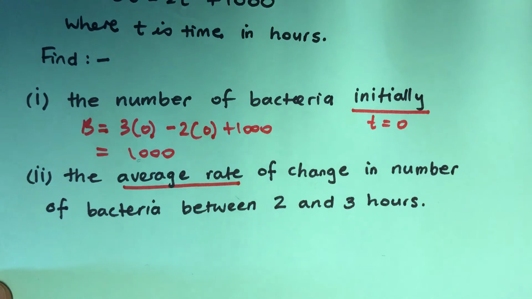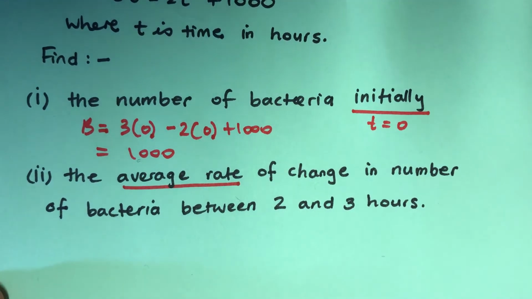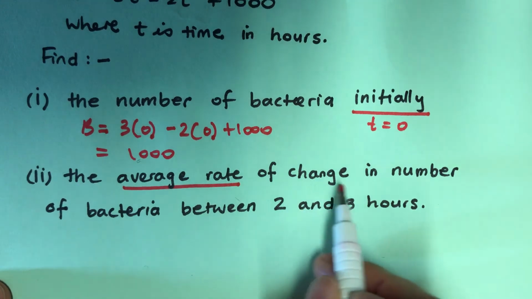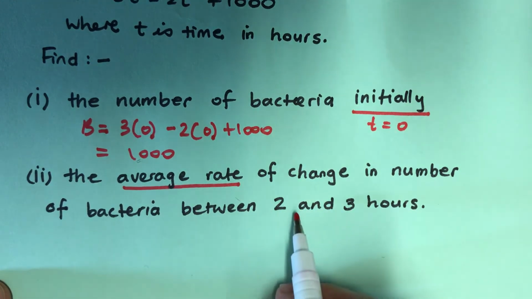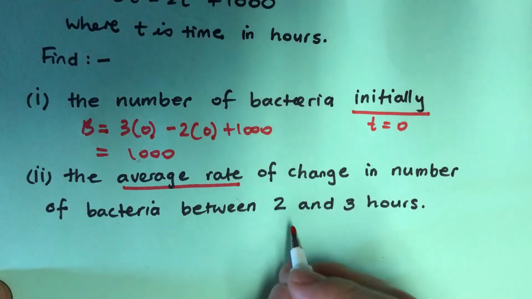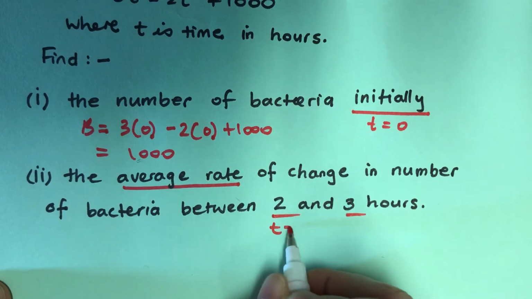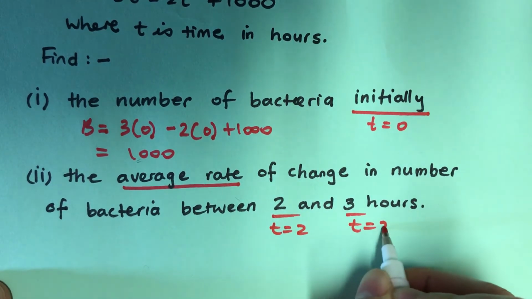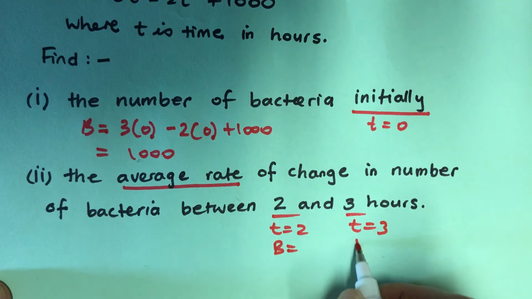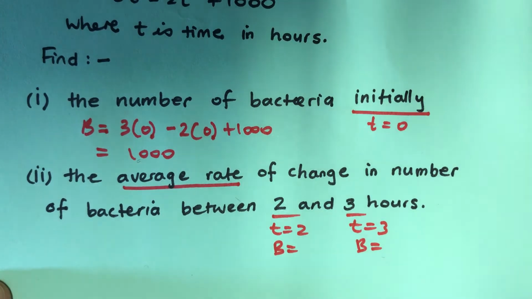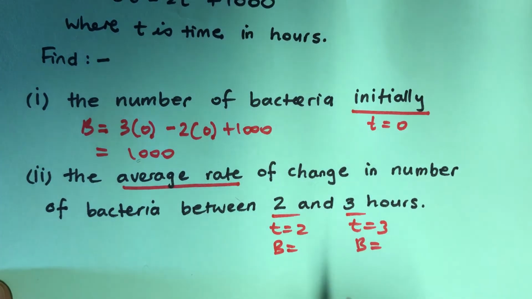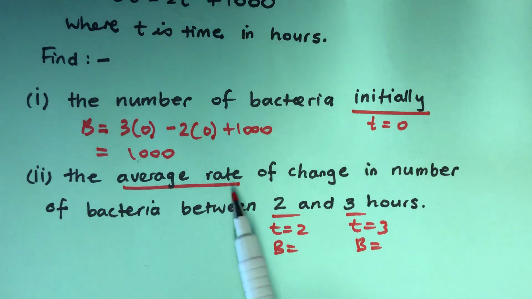Part B, the average rate of change in number of bacteria between 2 and 3 hours. If you think about it, average rate is like a secant through 2 points. So these are t equals 2 and t equals 3. We need to get how many bacteria there are when t is 2 and when t is 3. Then we will get 2 points, like a secant, and we have to find the average rate, so it's a gradient.